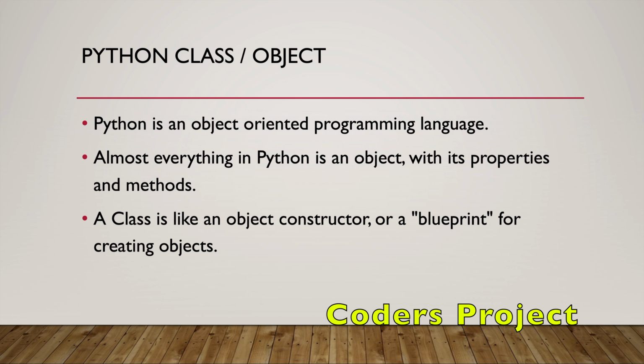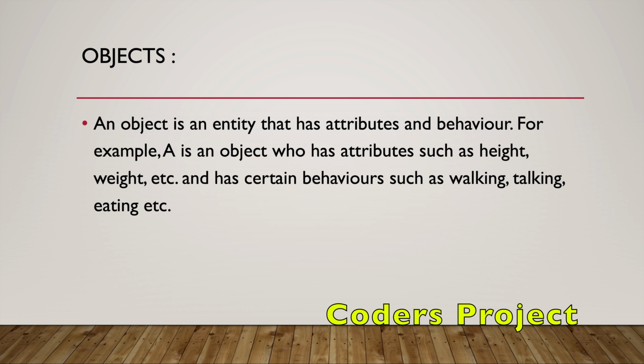Now let's discuss objects. An object is an entity that has attributes and behaviors. For example, let's take A as an object who has attributes like height, weight, age, color, etc. and has certain behaviors like walking, talking, eating, playing, singing, dancing, etc. So all the height, weight, age, and so on come under attributes, and behaviors are things like walking, talking, eating, dancing.